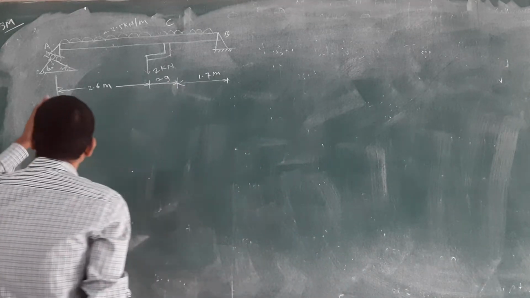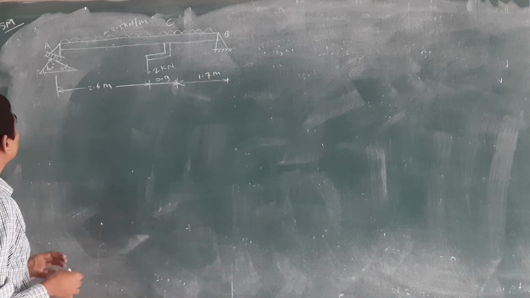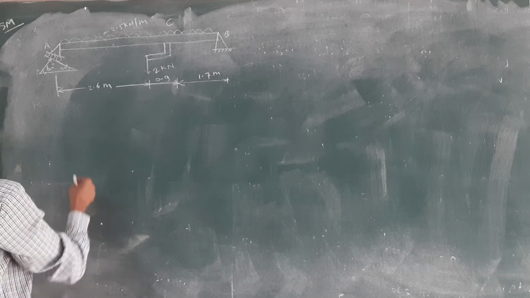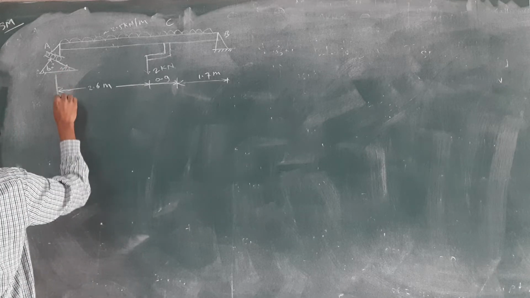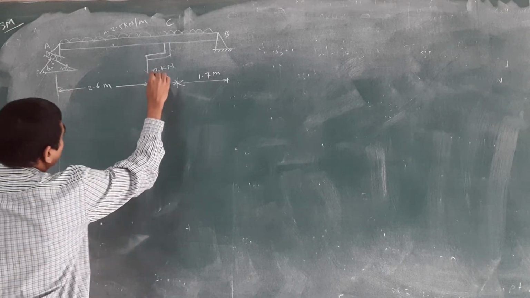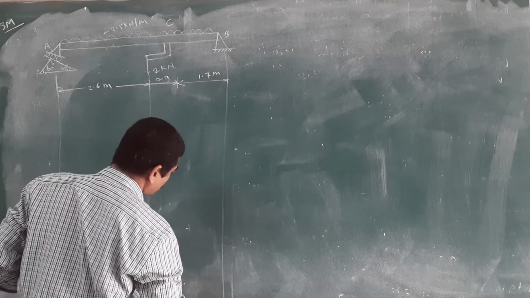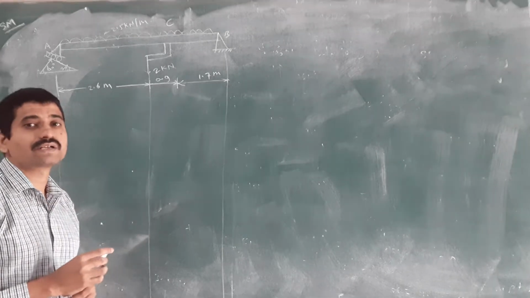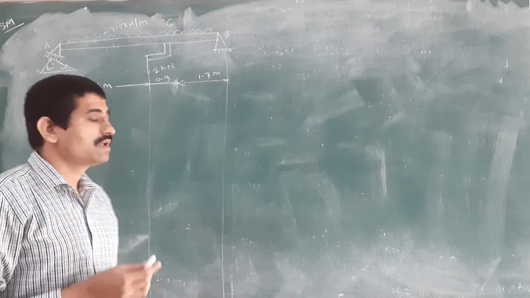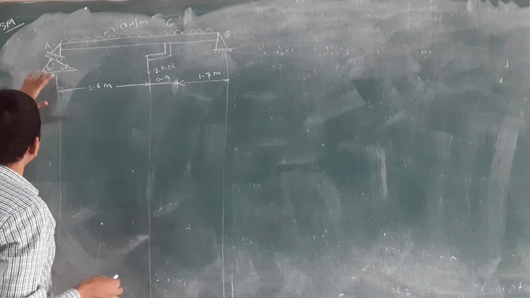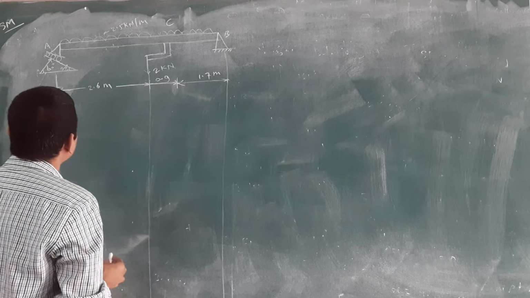First, see, you are given the roller type of support. We have seen how a roller type of support acts, having two reactions. One is the vertical reaction and another is the horizontal reaction. Then how to convert that into vertical and horizontal?